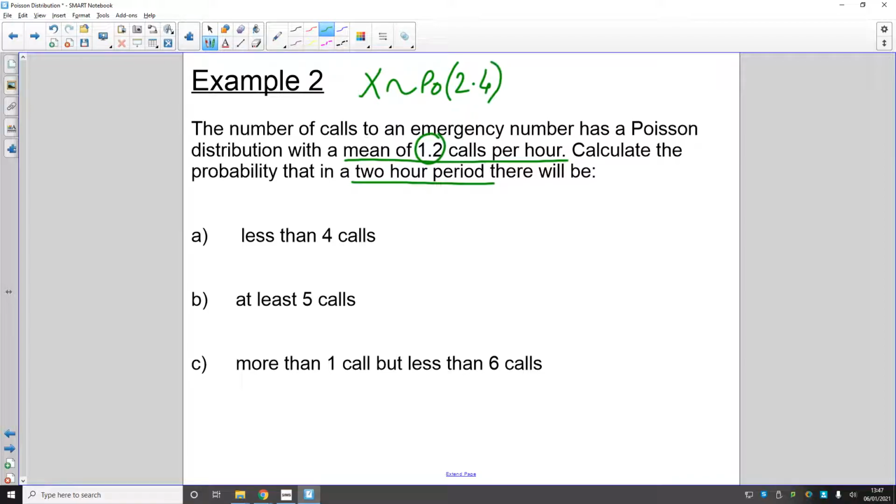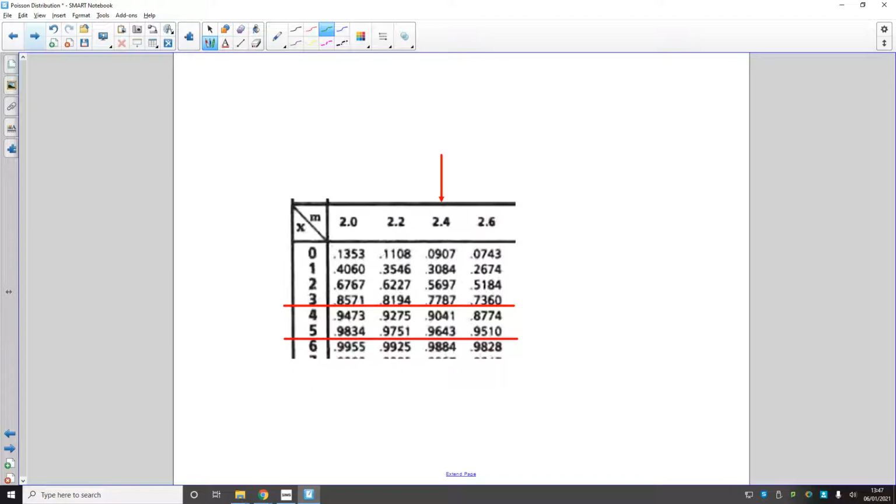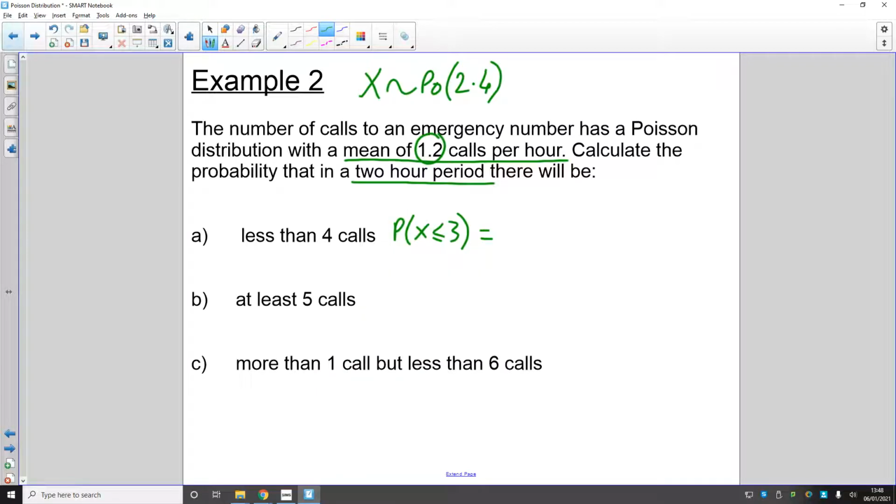Okay, the probability that there are less than 4 calls, well, less than 4 is 3 or below. So what we really need here is to find the probability that x is less than or equal to 3. And again, you can go to your calculator or you can use your tables on this one for 2.4. Here's a snippet of the tables again. You can find it. There's 2.4. So we're in this column here with the arrow. And for 3, we need to be across here. So we're going to be selecting this one here, or you can get that value from your calculator. So 0.7787.